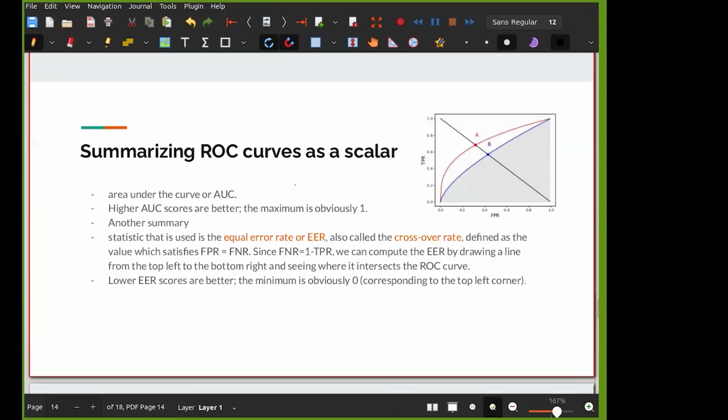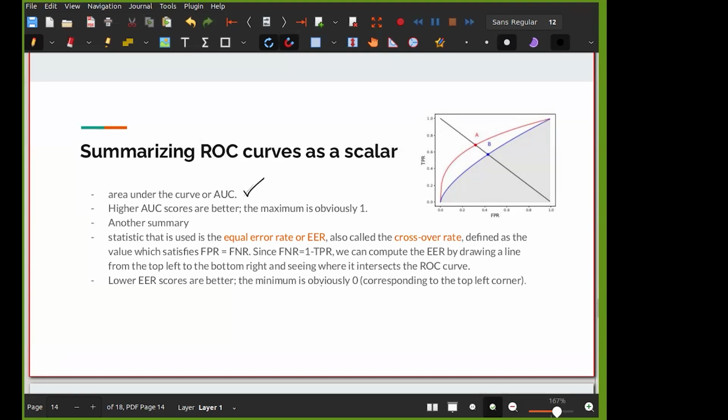And we could summarize ROC curves as a single number also. Of course, we could see for various values of FPR what TPR we can achieve, and make a choice of a perfect threshold for our problem situation. We can do that obviously, but we could also have a summary number. For example, area under the curve, AUC, is one choice. And of course, higher area under the curve scores are better, and the maximum is 1. There's another summary metric for the ROC curve, which is called equal error rate, also called crossover rate.